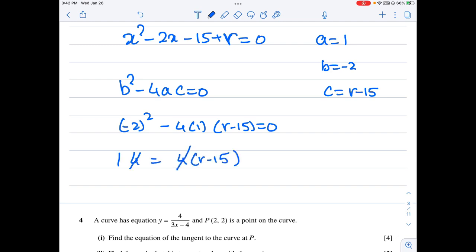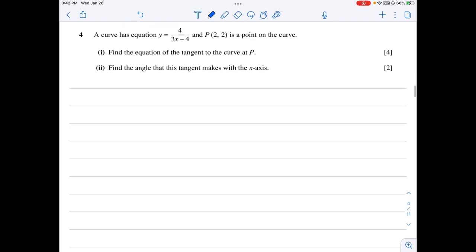4 and 4 gets cancelled. This gives you r minus 15 equal to 1, r equal to 16. So what is the value of r? 16. Question number 4. A curve has an equation y equal to 4 upon 3x minus 4, and P(2, 2) is a point on the curve.